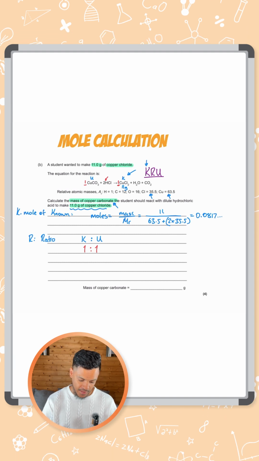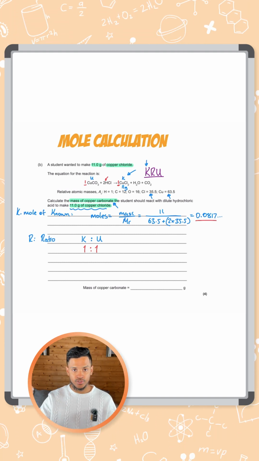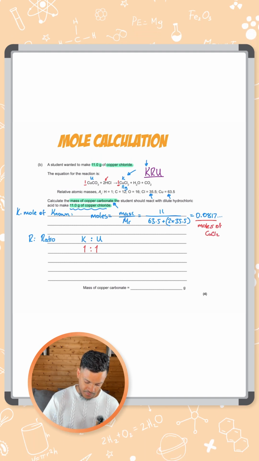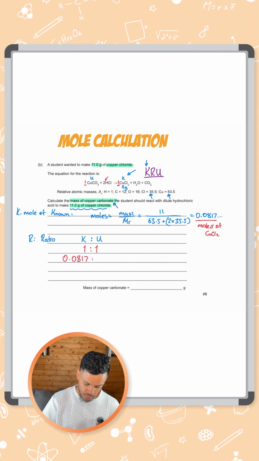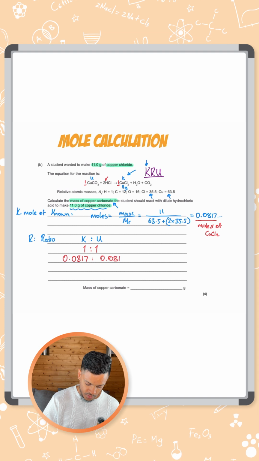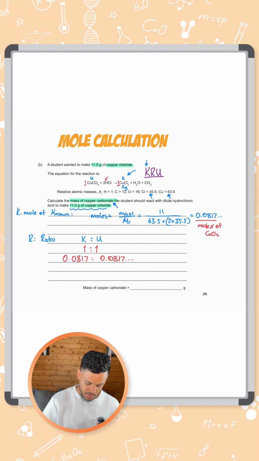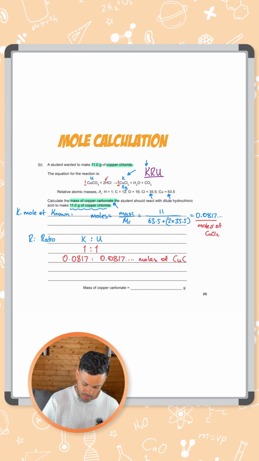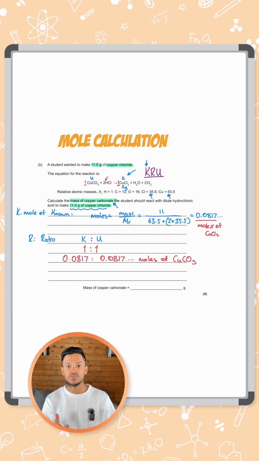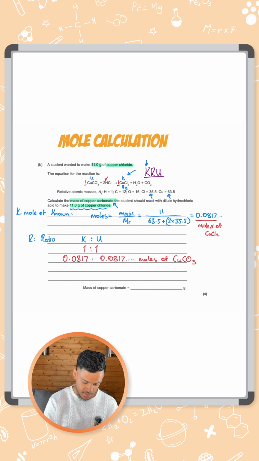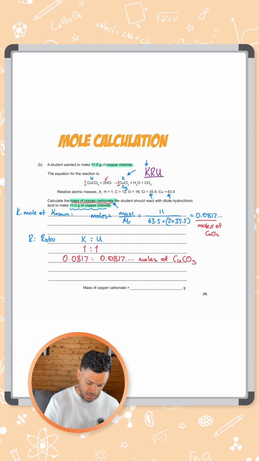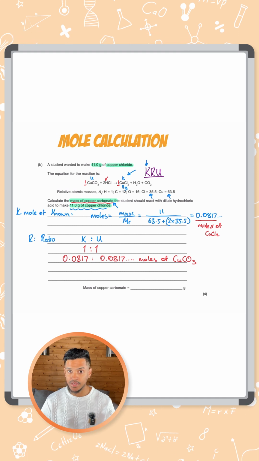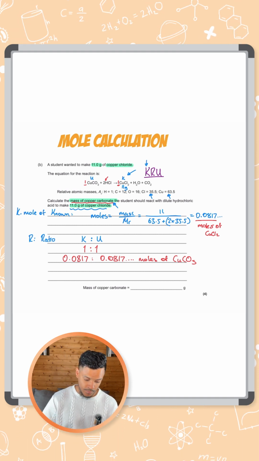So if we have 0.0817 moles of copper chloride, that means if it's a 1 to 1 ratio, we also have 0.0817, whatever that number is, we have that many moles of copper carbonate. So now we have the moles of copper carbonate. Remember what the question's asking us? The question's asking us for the mass of copper carbonate. We need to convert the moles into mass. How do we do that? We use that same equation, but rearrange it.